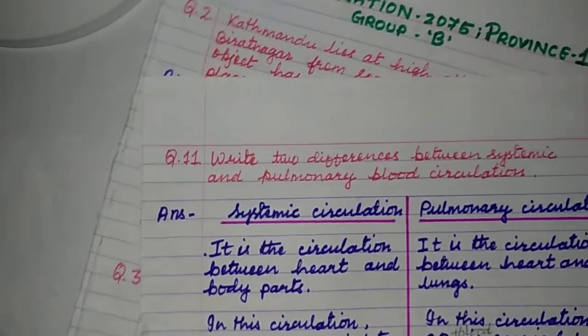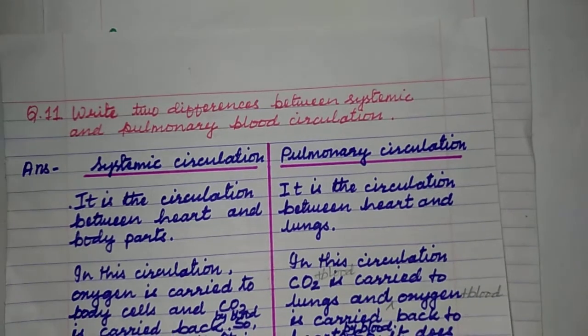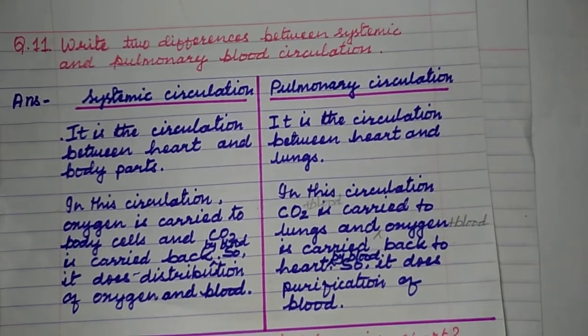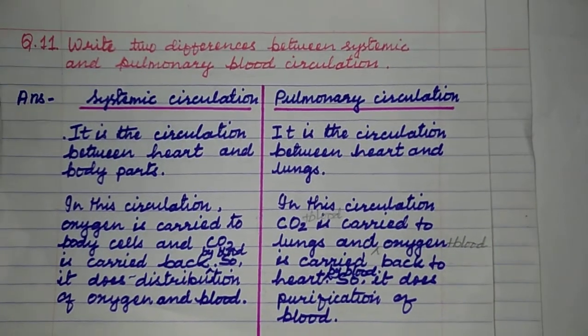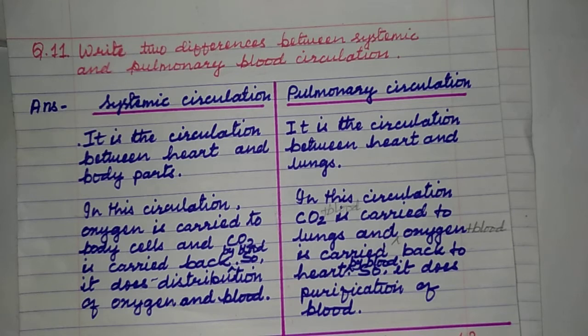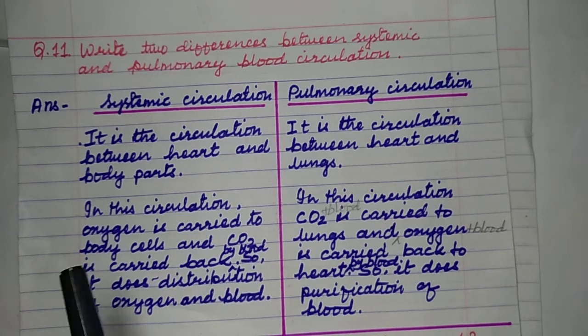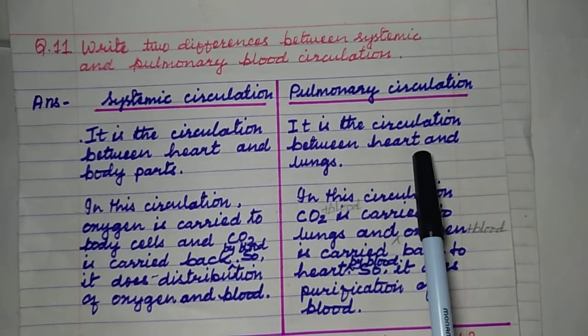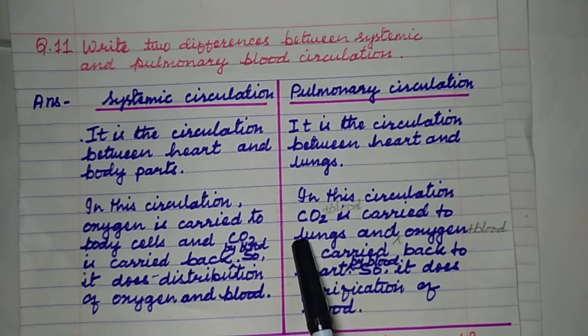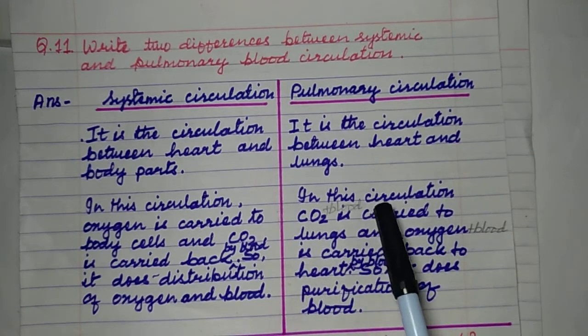Question number 11. Write two differences between systemic and pulmonary circulation. Systemic circulation is the circulation between heart and body parts. Circulation of blood from heart to body parts and body parts to heart. Whereas pulmonary circulation is the circulation between heart and lungs. Circulation of blood from heart to lungs and lungs to heart.